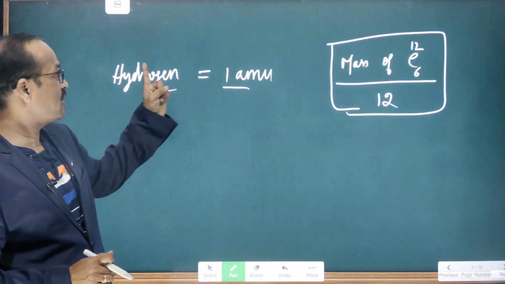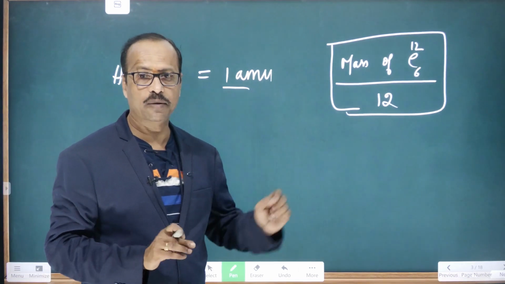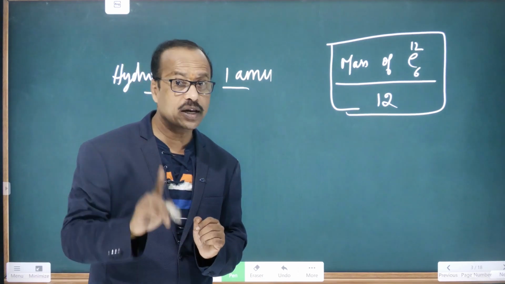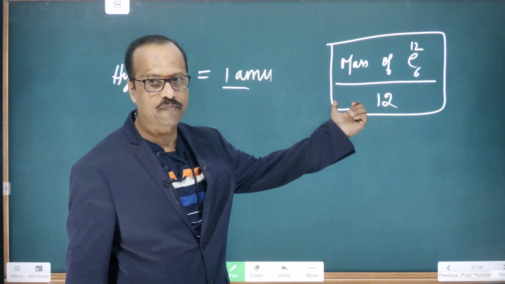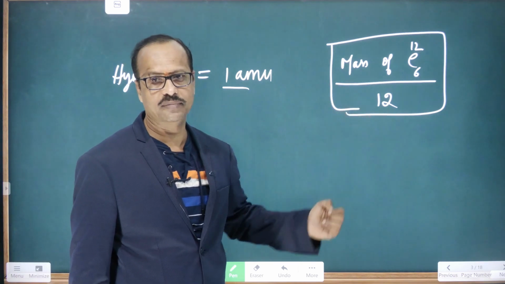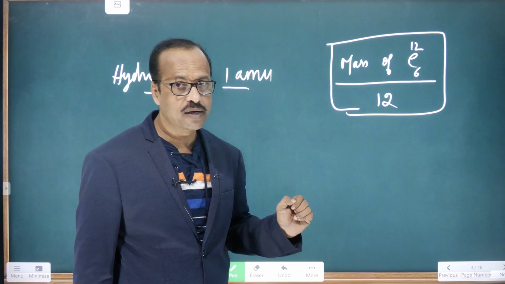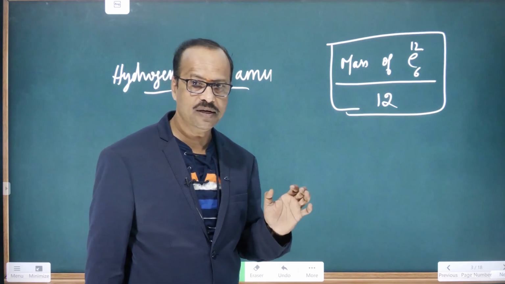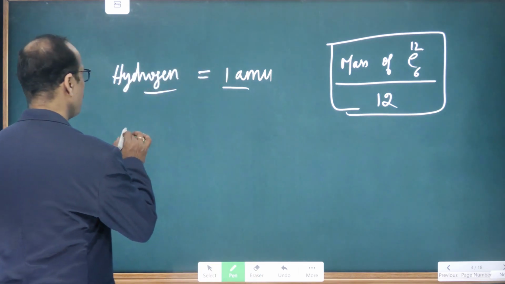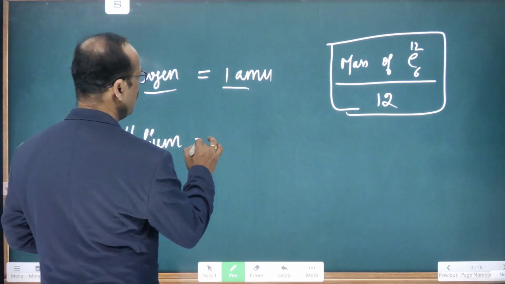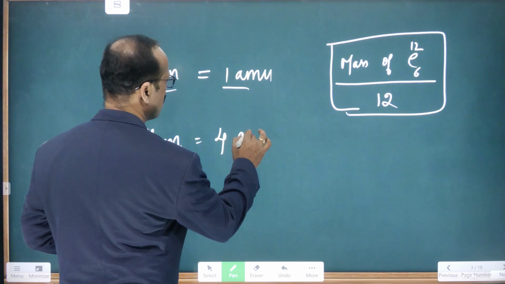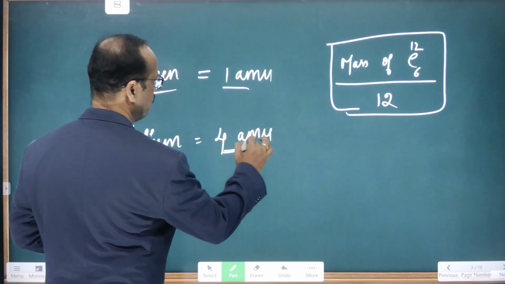So, the atomic mass of hydrogen is approximately 1 AMU. So, 1 AMU means what? It is equal to the 12th part of the mass of carbon. Now, for example, if I take helium, helium atomic mass is approximately 4 AMU.